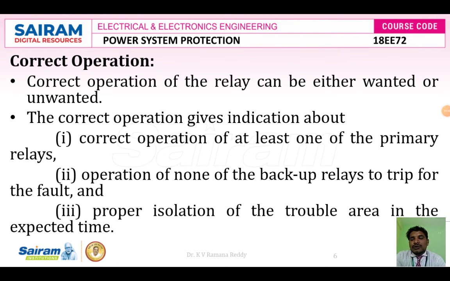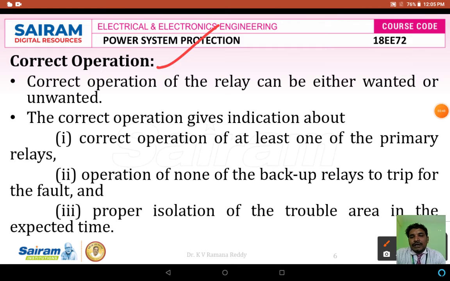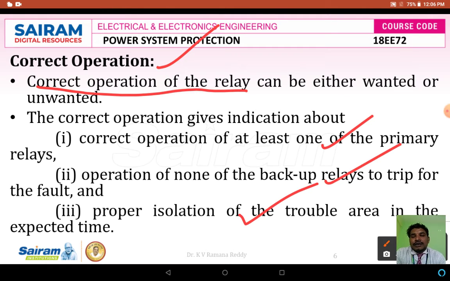So let us discuss the first operation mode, which is called the correct operation mode. What is meant by a correct operation mode? A correct operation mode is nothing but a correct operation of the relay, which can be either wanted or unwanted, because the correct operation gives indication about the correct operation of at least one of the primary relays, then operation of none of the backup relays to trip for the fault, and proper isolation of the trouble area in the expected time. Hence it is called the correct operation.